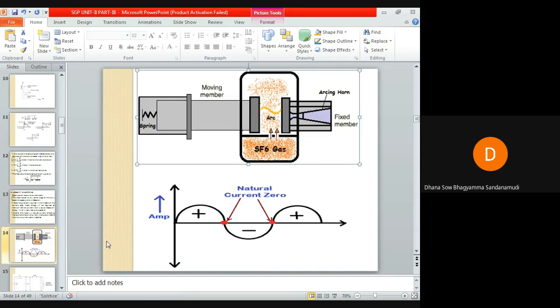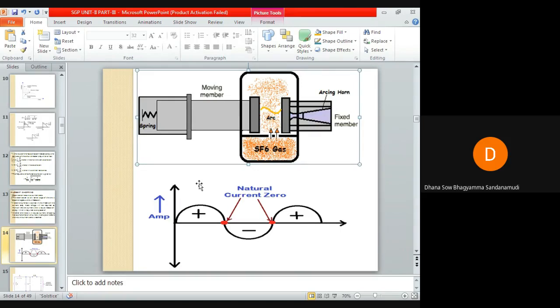So let us discuss in detail about this current chopping. Whenever the circuit breaker has to interrupt low inductive currents such as magnetizing currents of a transformer or a shunt reactor, the rapid deionization of the contact space and blast effect may cause the current to be interrupted before its natural zero.